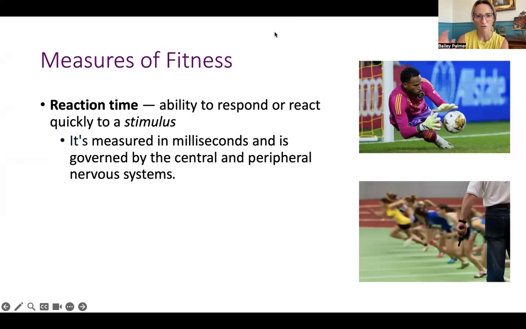Reaction time: how quickly can you respond to a stimulus? This is measured in milliseconds, and it has to do with the processing of the central and peripheral nervous system working together to coordinate a response perfectly. I have very poor reaction time.